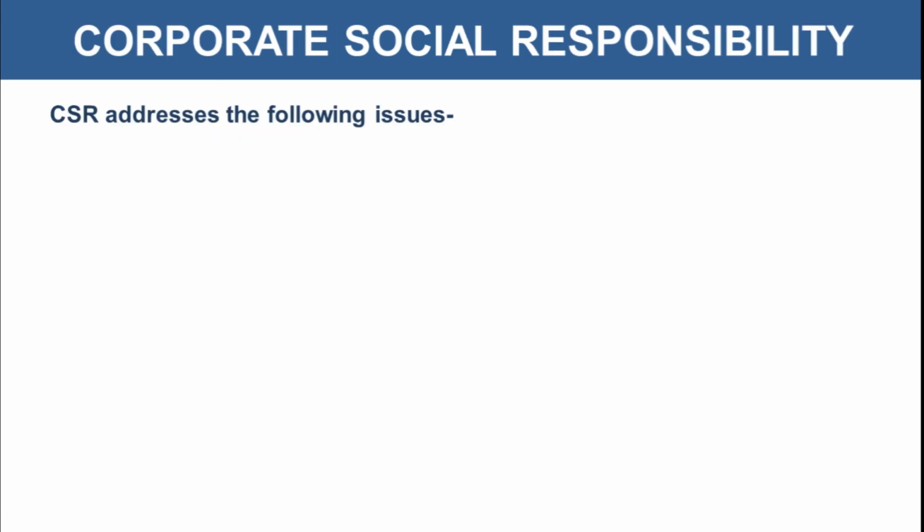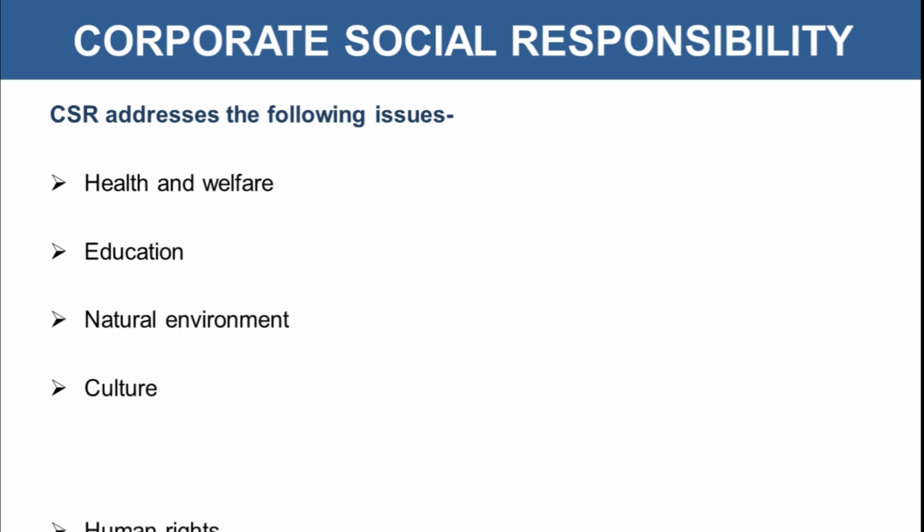Now CSR addresses the following issues: health and welfare, education, natural environment, culture, and human rights. All those companies which are aiming at abiding by CSR activities could get involved in any of the fields, whether health and welfare, education for children, protection of the natural environment, enhancement of culture and traditions, or fighting for human rights. They could address any of these issues, and they could be socially responsible and actively participate in CSR activities.